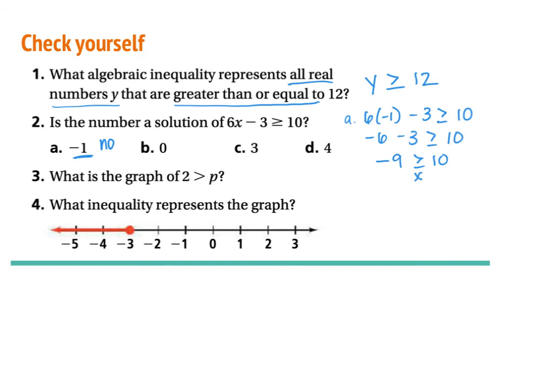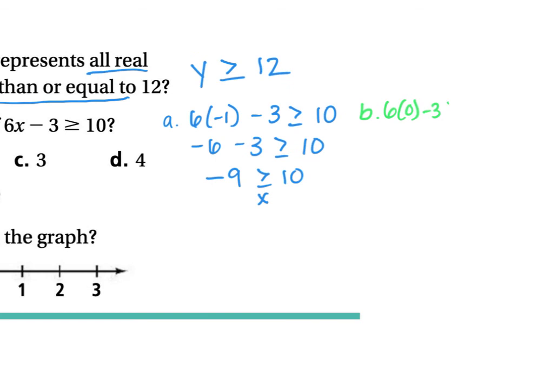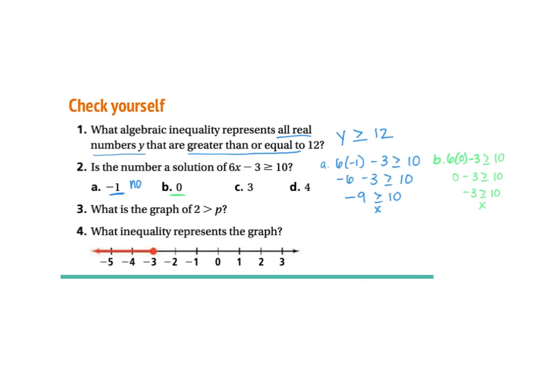I'll just put no. Let's try B. Six times 0 minus 3 greater than or equal to 10. This becomes 0 minus 3 greater than or equal to 10. -3 is greater than or equal to 10. That one's also no, not true.